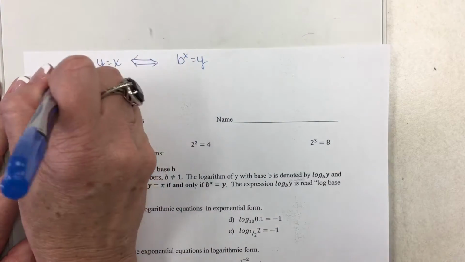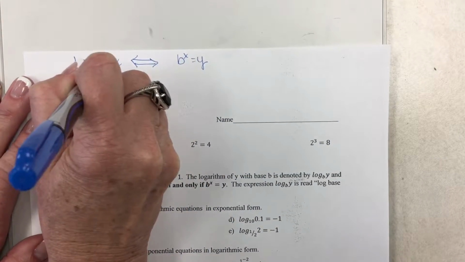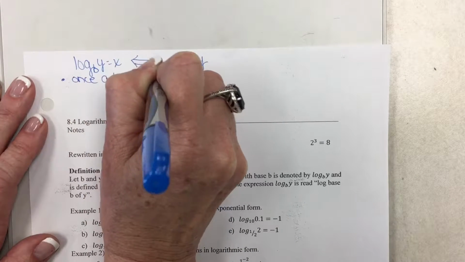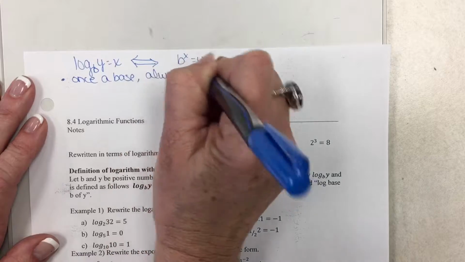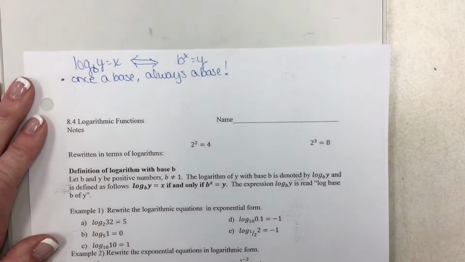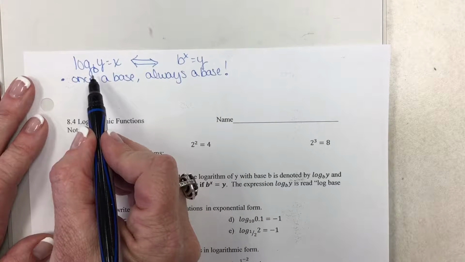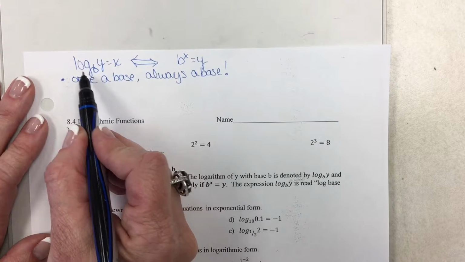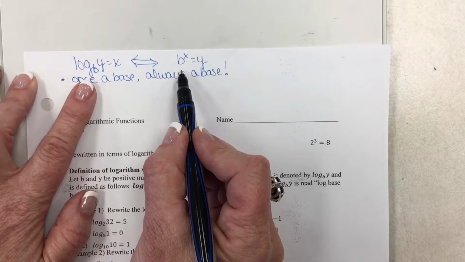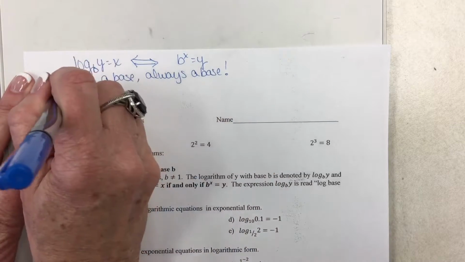So, when you're dealing with logs, you remember, once a base, always a base. Because we have a base of an exponent, that would be a logarithm. The base of a logarithm is going to be the same thing as the base of the exponent. So once a base, it's always a base.